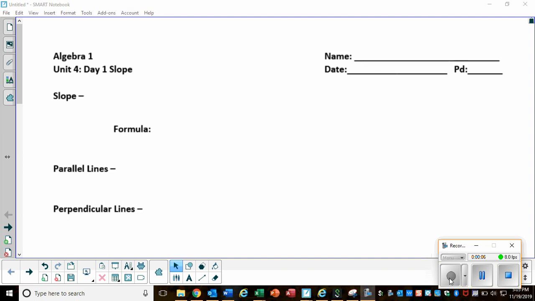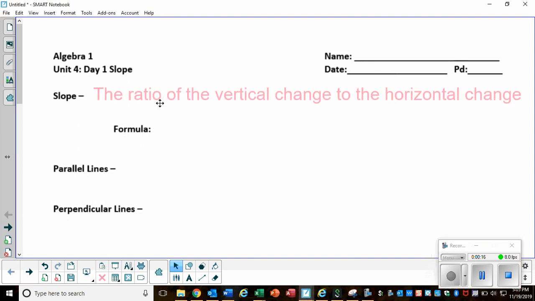Today we're going to talk about slope. Our whole new unit is actually about lines, so before we can do that, we need to know about slope. So, let's do our vocab. Slope is the ratio of a vertical change to a horizontal change. Usually when we're talking about these changes, we're talking about points on a graph or ordered pairs.